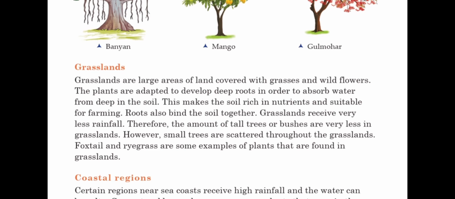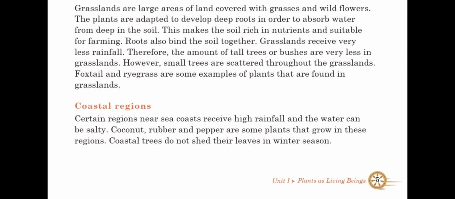Grasslands receive very little rainfall. Therefore, the number of tall trees or bushes is very small in grasslands. However, small trees are scattered throughout the grassland. Foxtail and ray grasses are some examples of plants that are found in grassland.